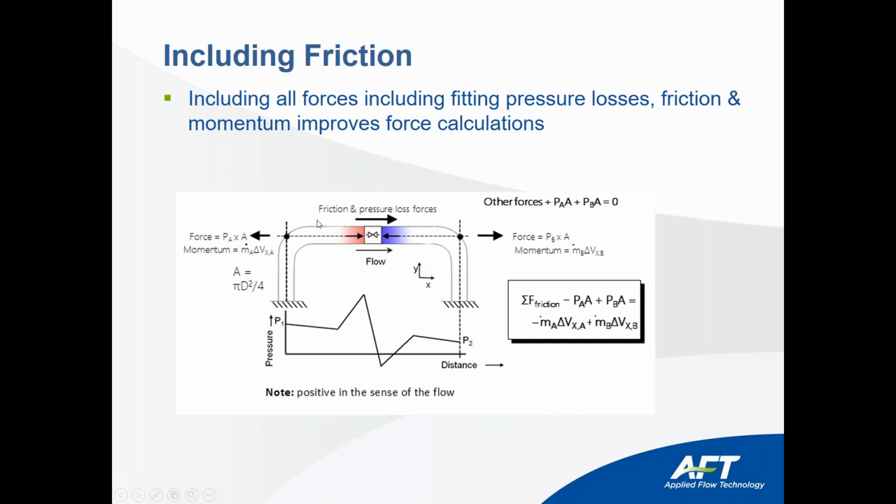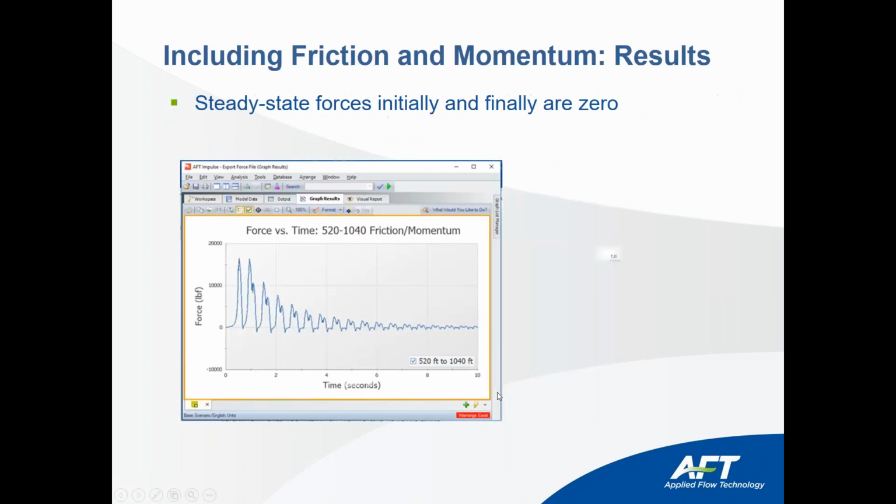So if we consider the friction and the momentum, we have this equation. The total force is equal to the difference of pressure and the difference of momentum, which is the mass flow times the velocity. If we use this equation, then we'll get more realistic results, where initially it's zero, and then the pressure starts going back and forth. So this is a much more realistic graph of what's happening in this section of the pipe.